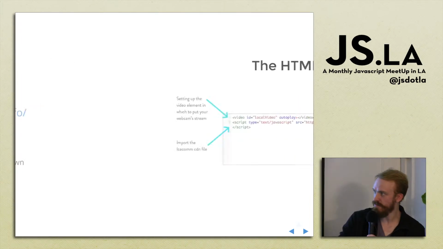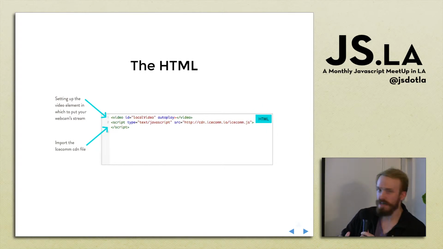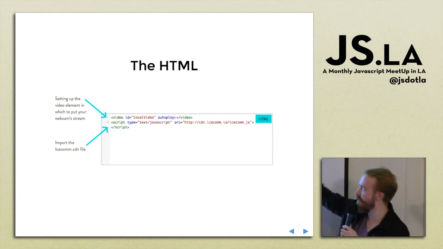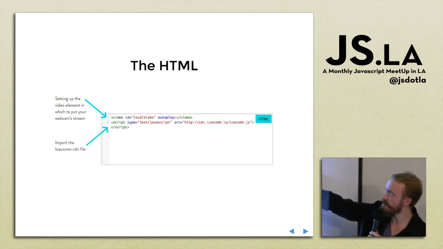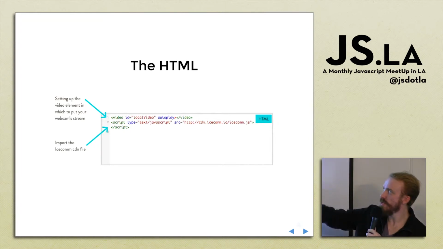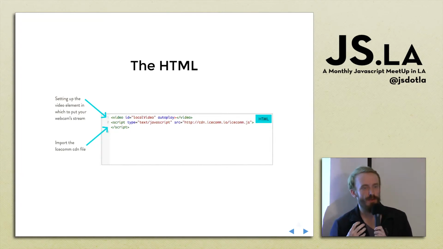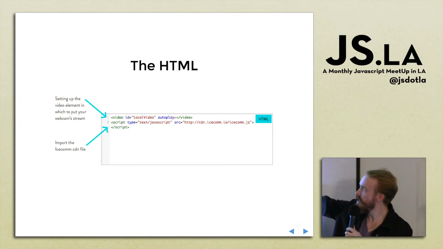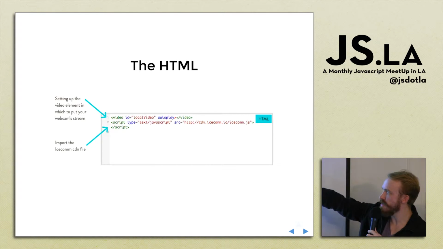Okay? All right. So, a little bit small for some people at the back, but we're going to go back and forward a little bit on this so you can keep on top of it. But this is the essential HTML. First piece, you're setting up a video element into which you're going to pass your local webcam stream. Okay? That's kind of intuitive. And then you're going to import the Icecomm CDN file.